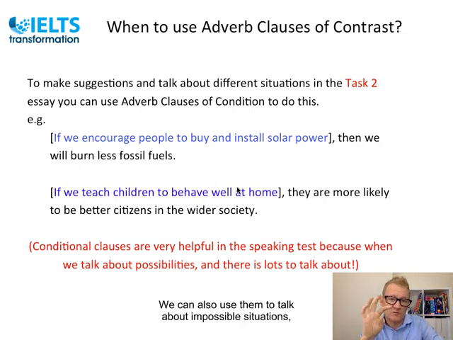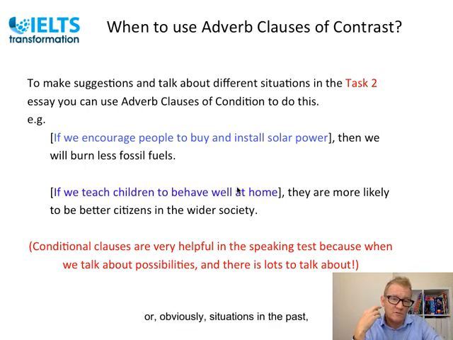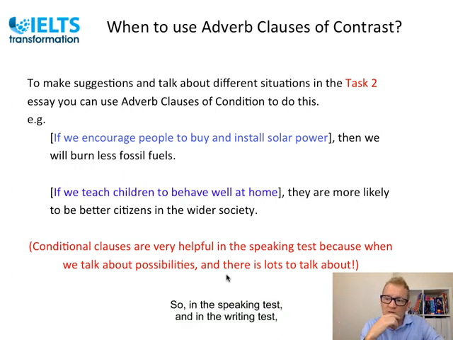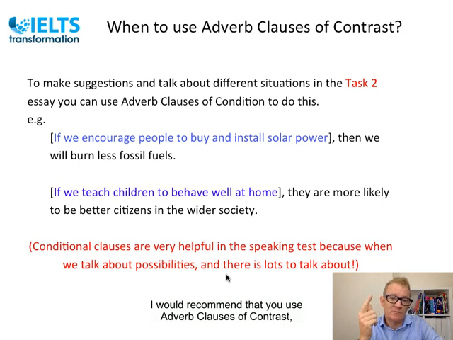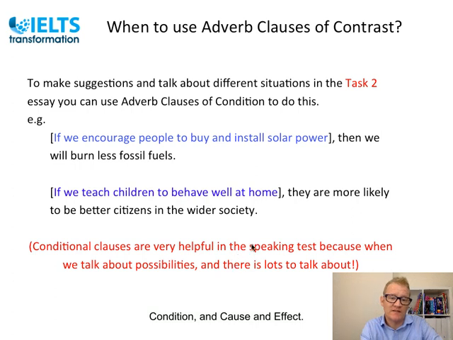We can also use them to talk about impossible situations, or obviously situations in the past and possible results in the past, although the past is past. So they're very helpful in the speaking test because when we talk about possibilities, there's lots to talk about. So in the speaking test and in the writing test, I would recommend that you use adverb clauses of contrast, condition, and cause and effect. That should say condition at the top there, by the way.